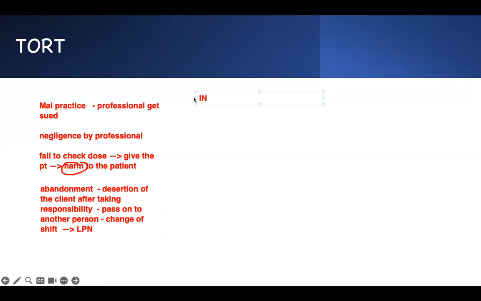The intentional one, as the name says, you want to do it. So intentional torts. There's two main ones. I threaten you, and then I carry it out. That's all. I'll give you a threat and then I carry it out. So what is that? If I threaten you, I'm assaulting you.